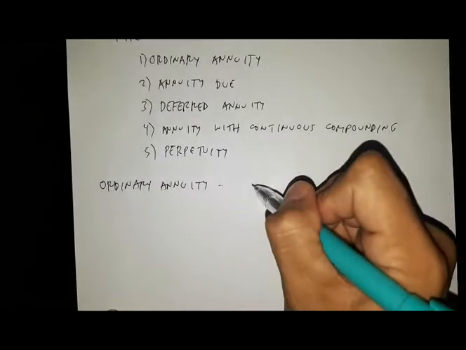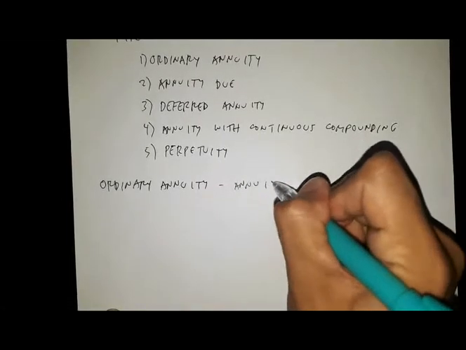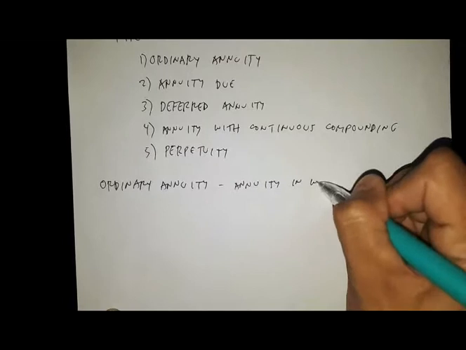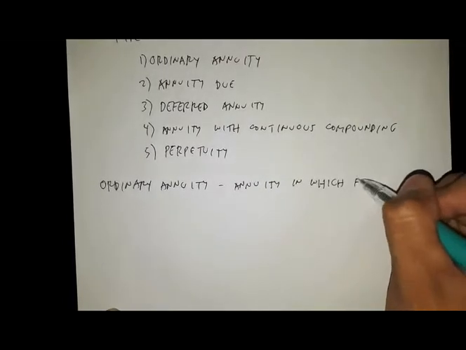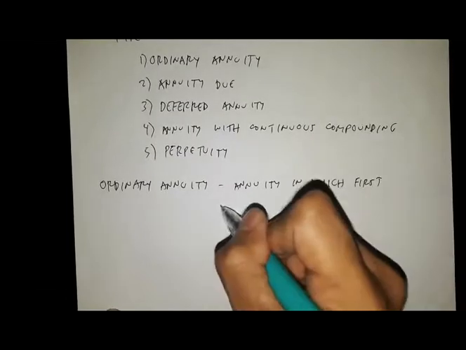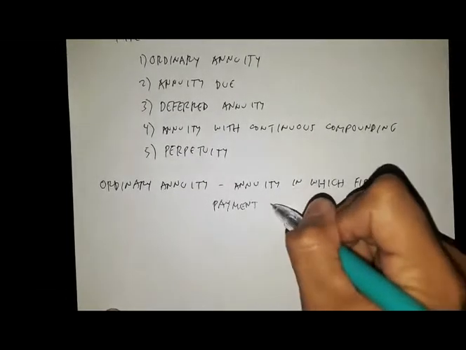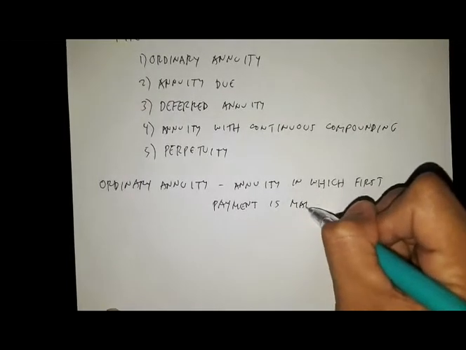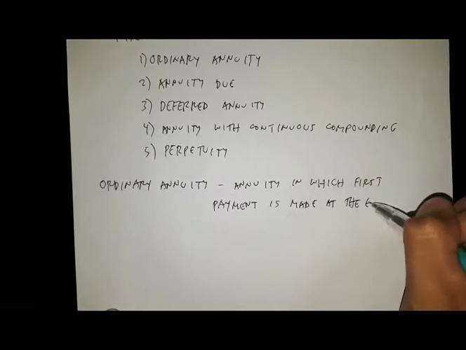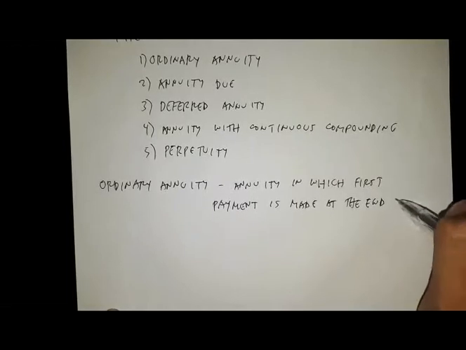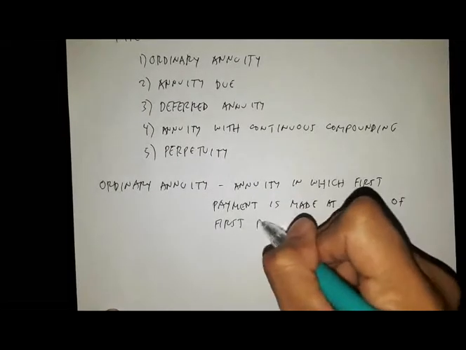Ordinary annuity is a type of annuity in which the first payment is made at the end of the first period.